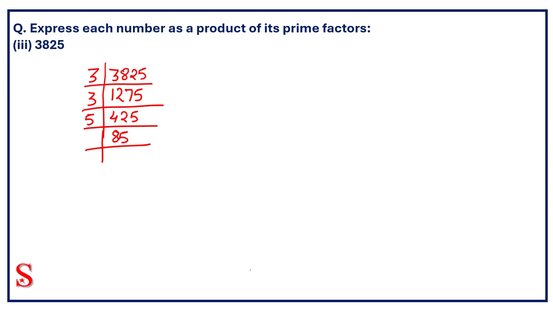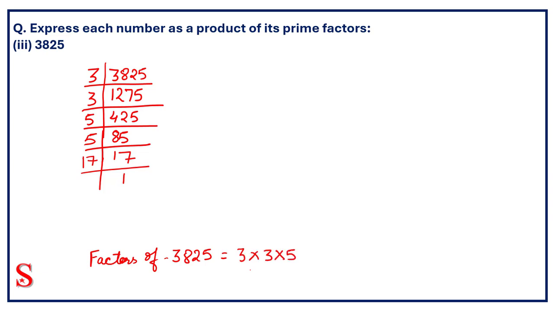Again, it will divide by 5. 7 and 17 is a prime number, so we'll close it by 17. So overall we get the prime factors of 3825. I hope that must be clear. Moving on to the next question.